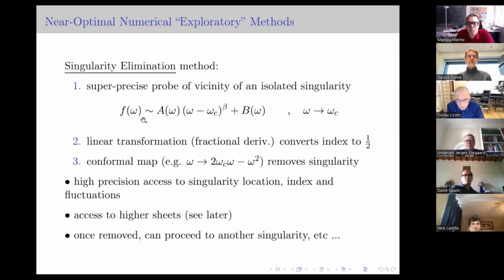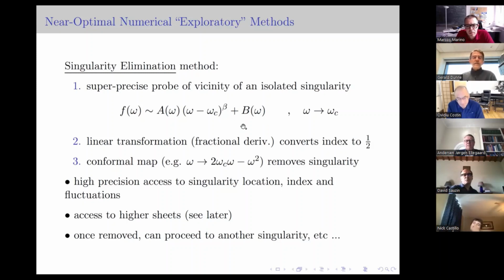Suppose the function has some behavior near some critical point, branch point, so that as you approach that branch point, there's some index, and this is some function that is analytic at WC, and this function is also analytic at WC. So that's a fairly generic behavior of a function as you approach an isolated singularity. And what you would like to know is, where is this, what is this, and what is this, and what is this? So here's the trick.